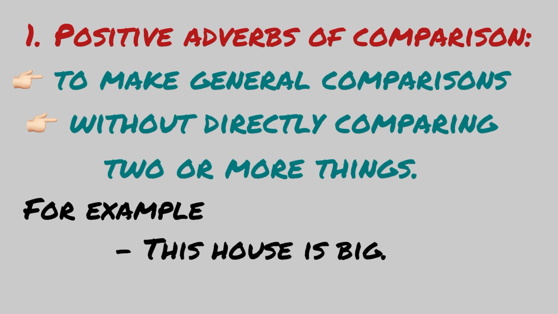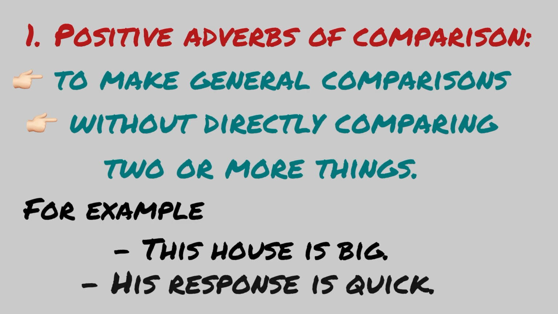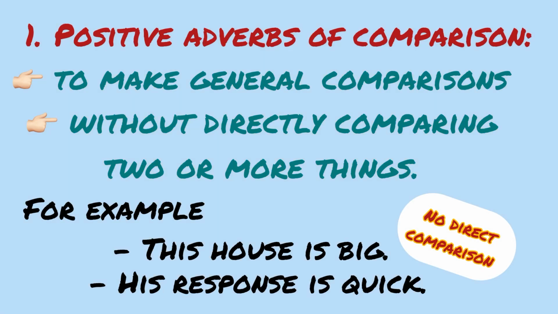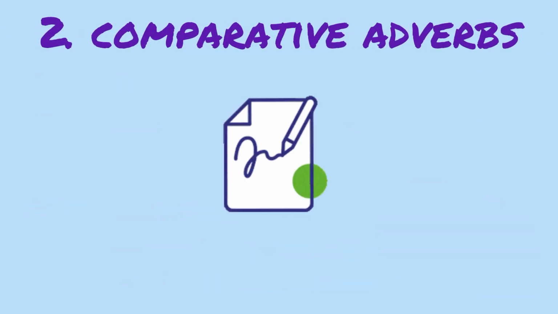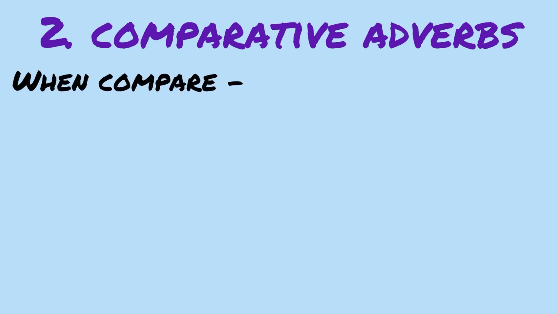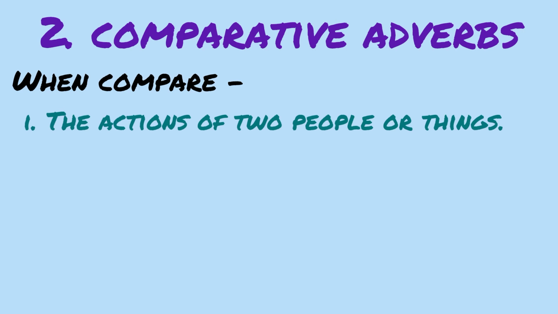For example, the house is big, his response is quick. Here you can see no direct comparison exists of the subjects with anyone. Below are a few rules for comparative adverbs. We use comparative adverbs when we compare the actions of two people or things.